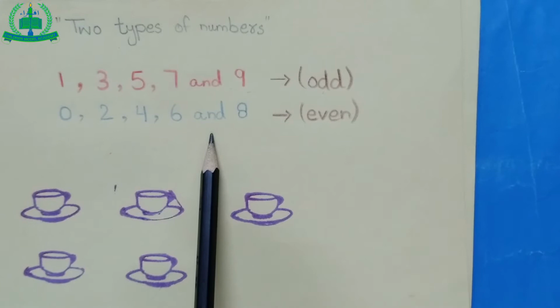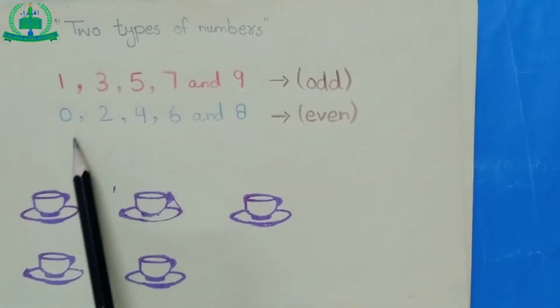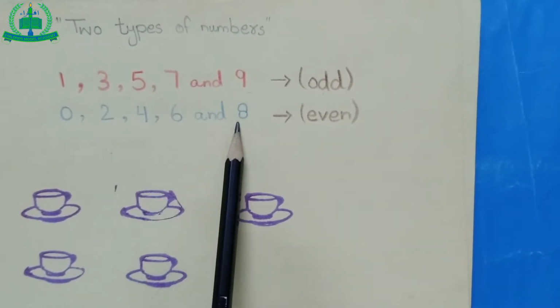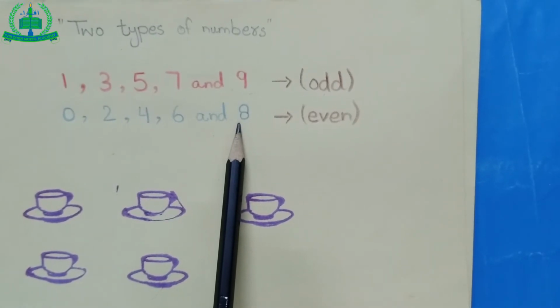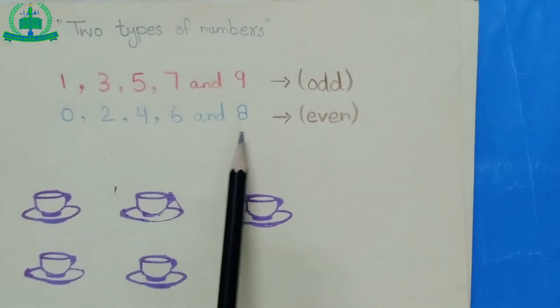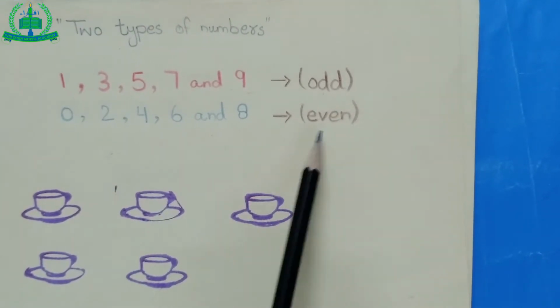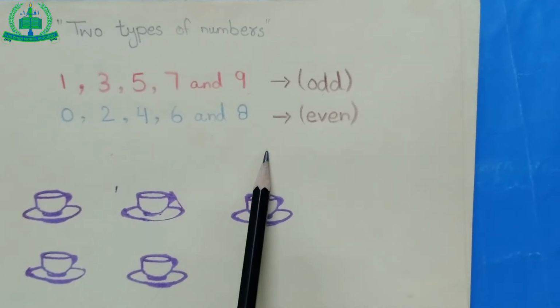Now look at these numbers: 0, 2, 4, 6 and 8. We can break these numbers into groups of 2. We can make groups of 2 from these numbers. Such numbers are called even numbers. And this is a very important concept in mathematics.